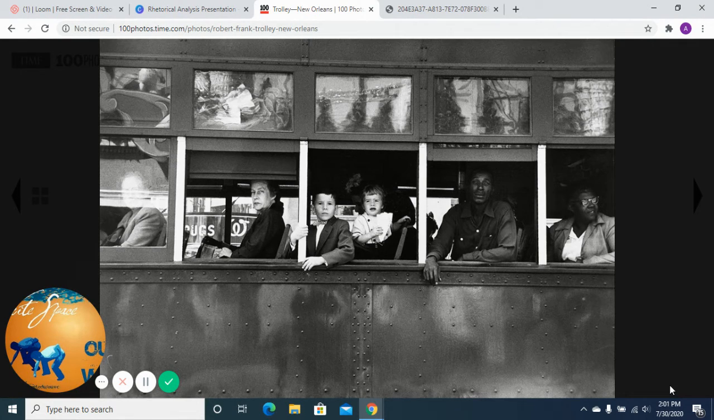So on the left-hand side, you have more of the older white Americans. Towards the back of the trolley, you have the older African Americans, and in the middle you have the younger white children. So what does that say? What is the photographer trying to tell you? And the logos aspect, or the reasoning behind that, could be an aspect of racism, ageism, sexism.